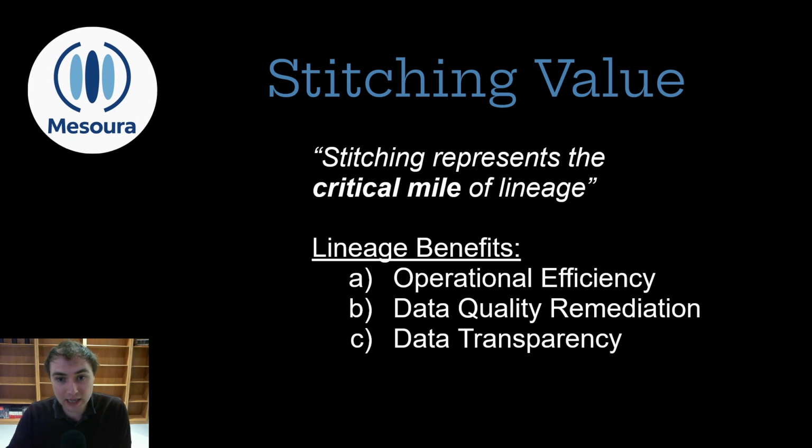So there are three specific benefits of Lineage, and what stitching represents is the detailed view that will then be able to unlock most of those benefits. So the first one is operational efficiency. So this is, imagine you know that there is kind of database A leads to database B and database B leads to C and D, right? You might know that already exists.